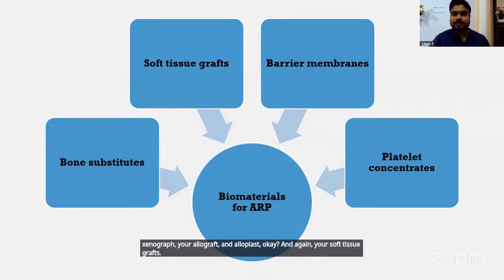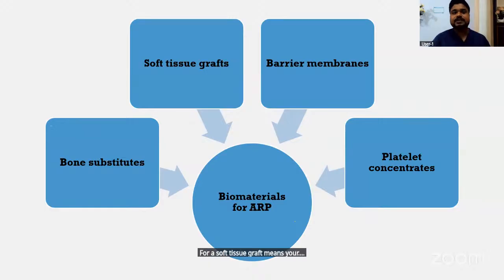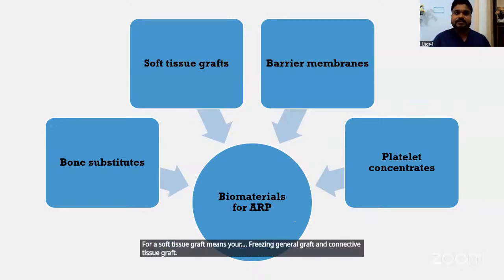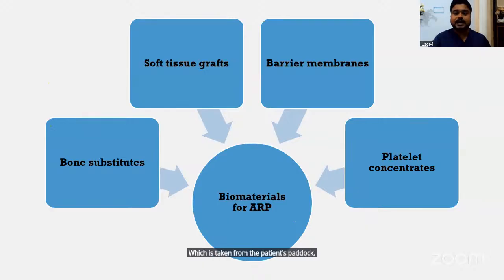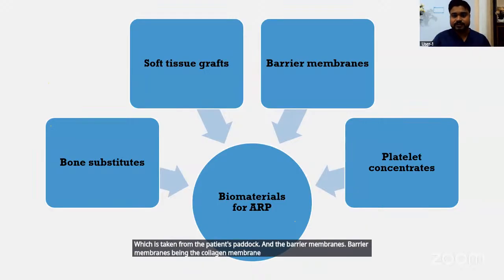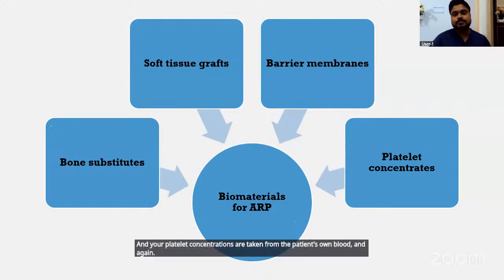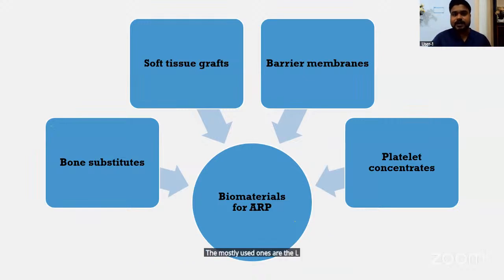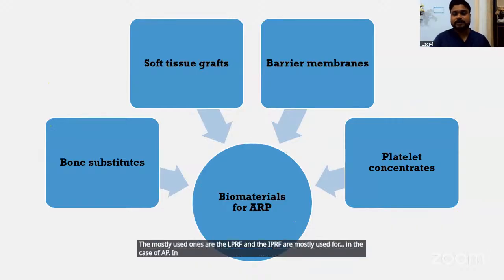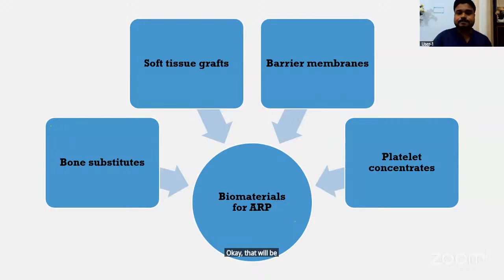For soft tissue graft, it means your free gingival graft and connective tissue graft, which is taken from the patient's palate. And the barrier membranes. Barrier membranes being the collagen membrane or even your PTFE membrane, titanium membrane. And your platelet concentrations are taken from the patient's own blood, and again there are various types of platelet concentrations. The mostly used ones are the L-PRF and the I-PRF, mostly used in the case of ARP in combination with the other bone grafts. Okay, that will be the same.